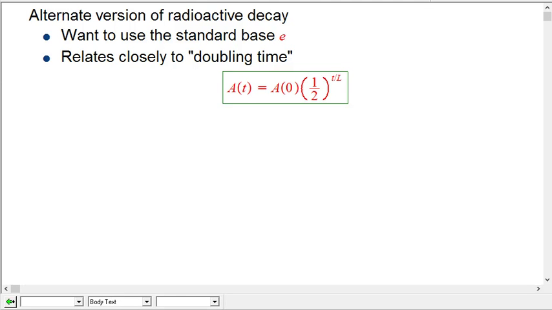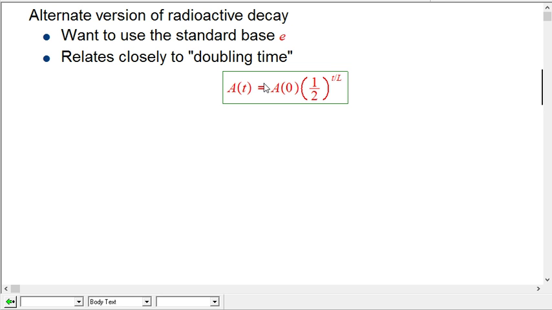I want to present an alternate version of the radioactive decay formula you'll see a lot. We've been using the base 1/2 because it relates very naturally to the half-life. But it's more common to use the standard base e, mainly because when you get to calculus, it has some wonderful properties, and it's nice to use that as a very standard base for everything as much as possible. It also relates really nicely to the doubling time video, so you'd probably want to watch that first so I can refer to it, although this is technically self-contained.